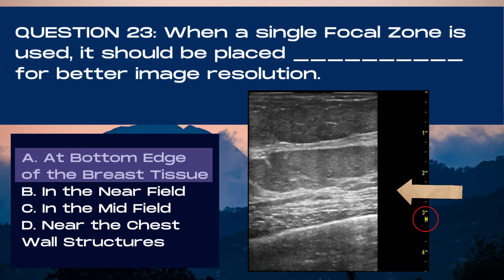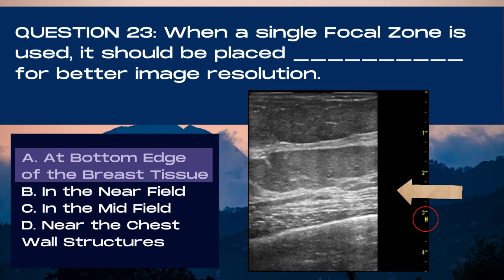On the ultrasound image to the right, the red circle represents the focal zone control. In this image, it's actually placed a little bit lower than you'd ideally want it placed. The arrow represents the ideal location, which is at the bottom edge of the breast tissue at the junction of the pectoralis muscle and the breast tissue. When using a solitary focal zone, this is where you want to place your focal zone.